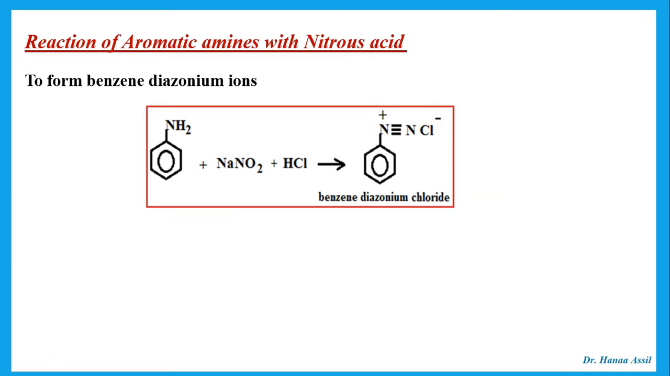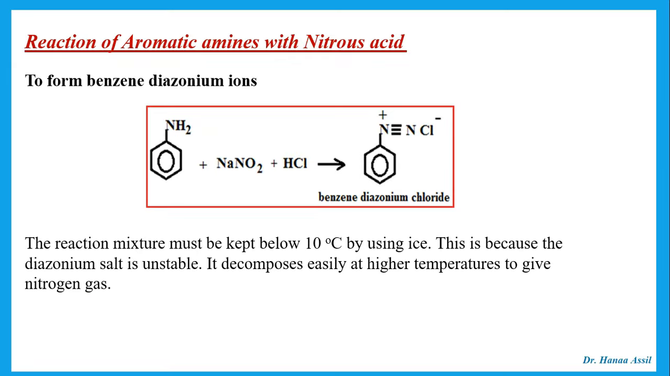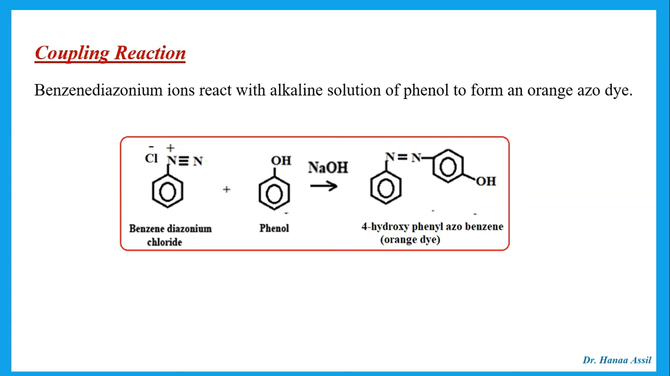So remember, if I have phenylamine, I react it with sodium nitrite and HCl. What is formed is called a diazonium salt. So this is benzene diazonium chloride. Now, it's important that we do this reaction below 10 degrees Celsius. Usually we say it is done at 5 degrees Celsius using ice. This is because the product is unstable. It would decompose easily if there is a higher temperature to give nitrogen gas.